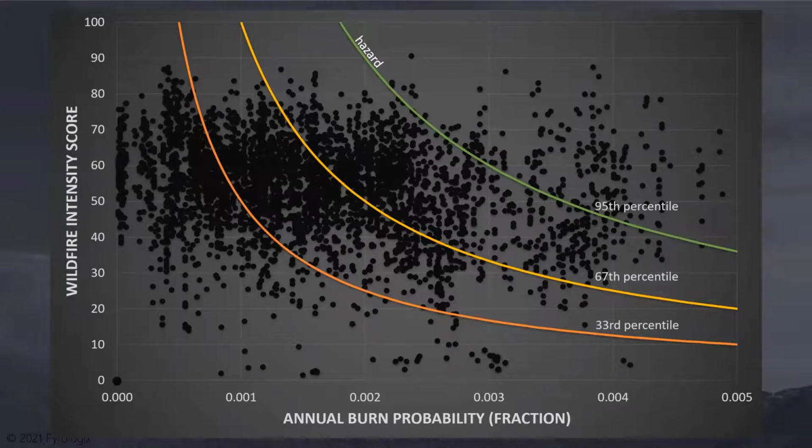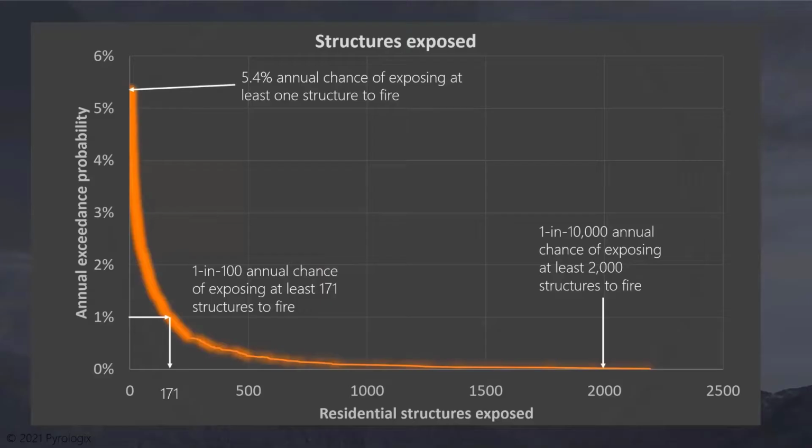We'll put them on a scatter plot of probability and intensity. Those two things combined, the likelihood and intensity, are what we call wildfire hazard, and the further up here, the more at risk, the more hazardous the situation is. But as you can probably predict, we can also put that onto an exceedance probability curve for the numbers of structures exposed in any 1 year.